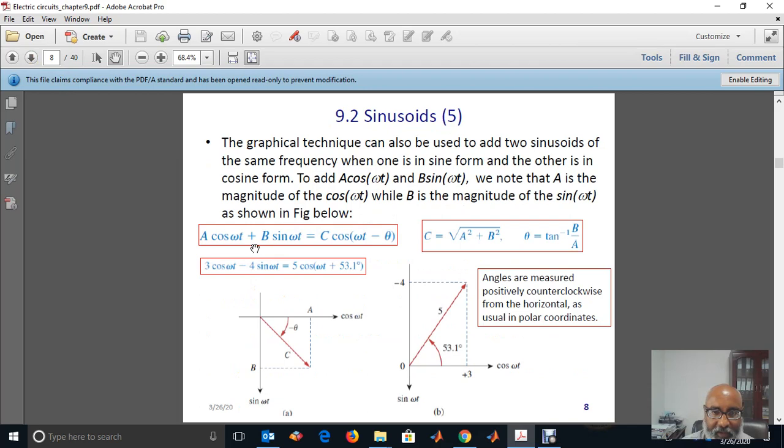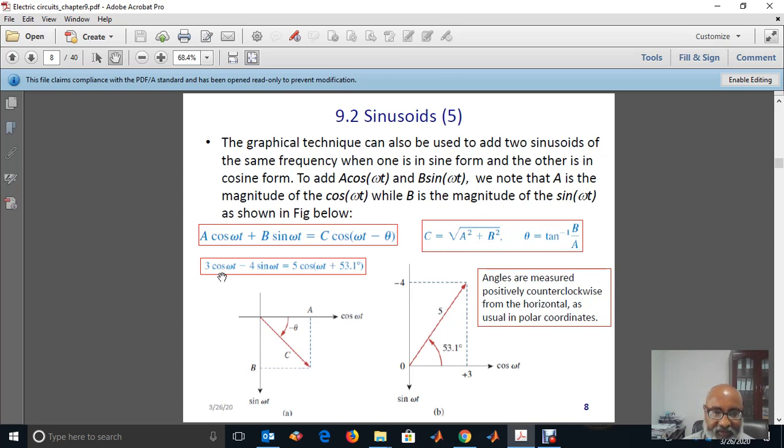Now, most of the time, if I have cosine and sine form like this, A cos omega t plus B sin omega t, we change it to cosine using this trigonometric identity. So this is equal to C times cos(omega t minus theta). What is C? C is the square root of A square plus B square. And theta is tan inverse of B over A.